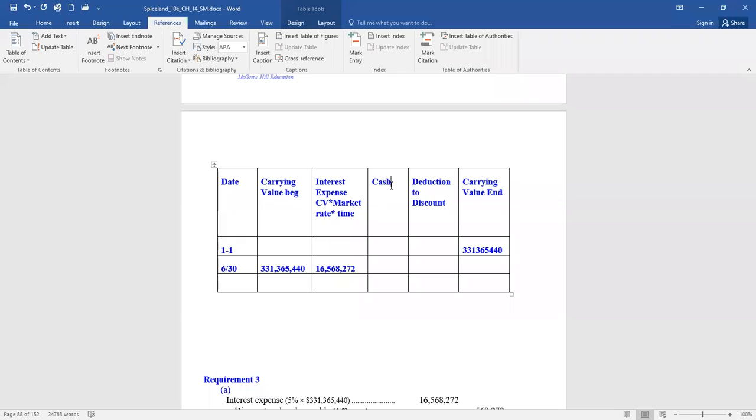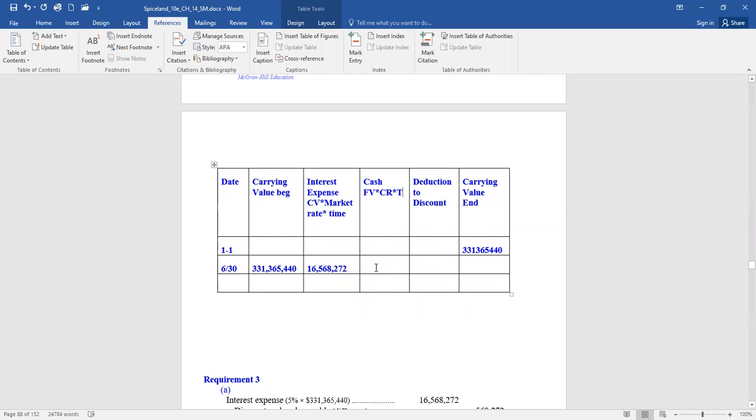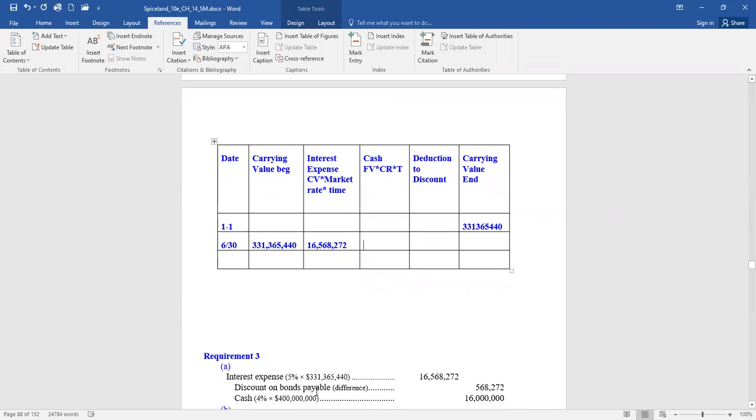Now, how much cash is going to be paid? Well, we take the face value of the bond times the contract rate of interest times time. So you can see down here, the face value of the bond is 400 million, 400 million times 0.08 times 0.5 or 6/12, $16 million.